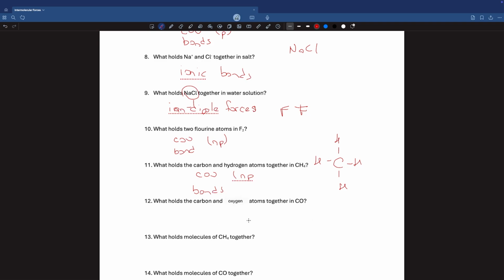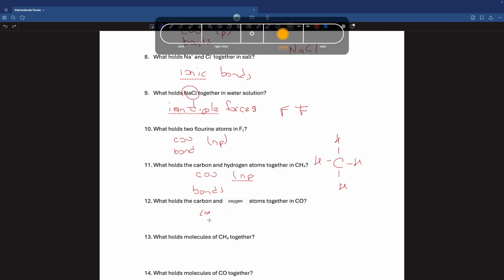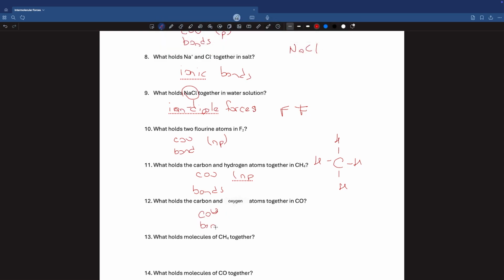The next question, what holds the carbon and oxygen atoms together in carbon monoxide? Again, draw the Lewis structure. It's literally just asking you what's between the carbon and oxygen bonds. Those lines, right? Covalent bonds. And in specific, polar covalent bonds.